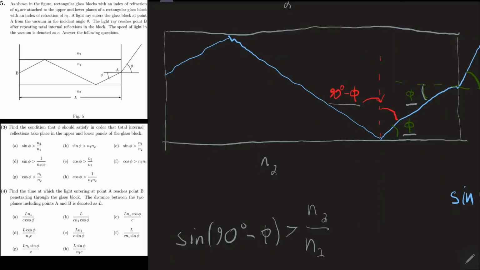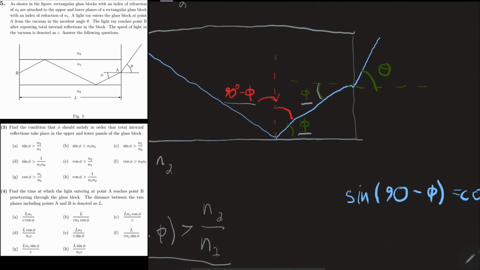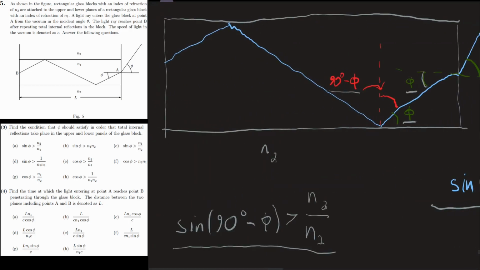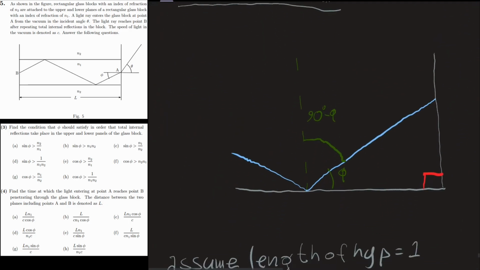And as mentioned earlier, for total internal reflections to take place, sine of the angle of incidence must be greater than n2 over n1. So we have sine of 90 degrees minus phi must be greater than n2 over n1. But if you look at the multiple choice options, phi has to be by itself. It can't be 90 minus phi. It has to just be phi. Now you may remember from trigonometry that sine of 90 minus an angle is just equal to cosine of the angle. So if you happen to remember that, you can already get the right answer. But if you don't know that, you can still figure it out using a bit of trigonometry.